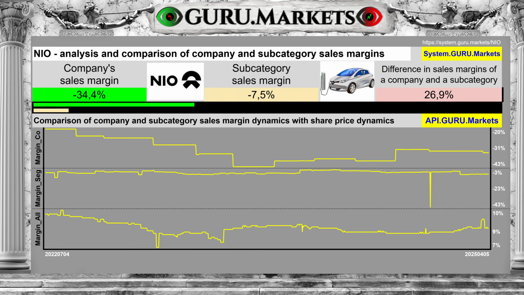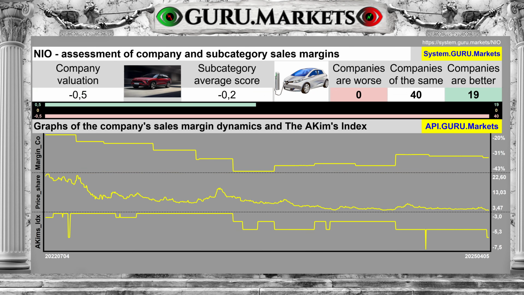The margin is -34.4%, with the average for the subcategory -7.5%. The difference between the subcategory average and the company's performance is 26.9%. Assessment of sales margins in comparison with indicators in the subcategory, tolerable, -0.5 points.